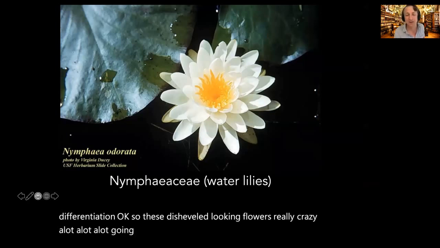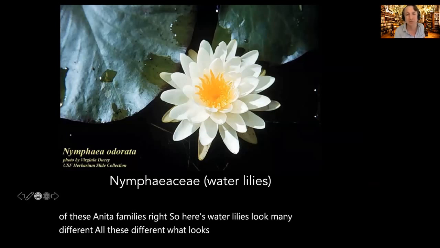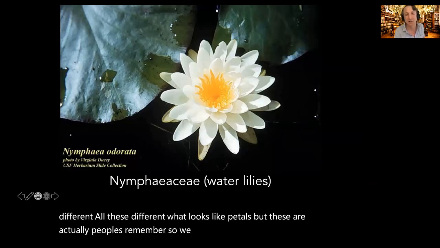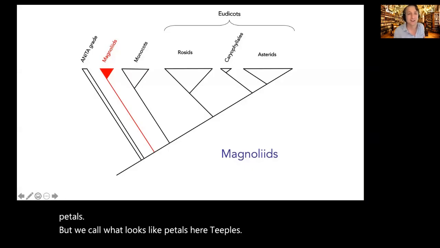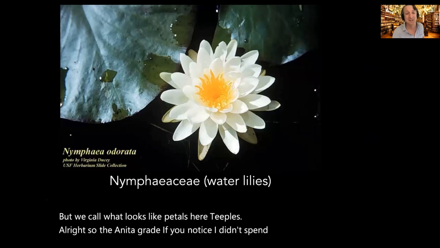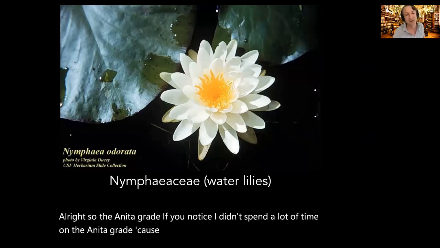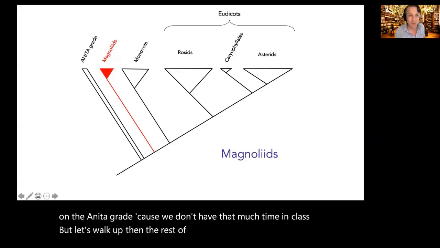Water lilies are another good example of some of these ANITA families. Look at all these different what look like petals, but these are actually tepals, remember? We don't get very clear sepals or petals, but we call what looks like petals here tepals. So, the ANITA grade. I didn't spend a lot of time on it because we don't have that much time in class. But let's walk up the rest of the phylogeny.